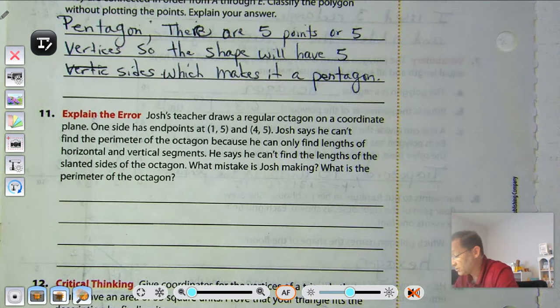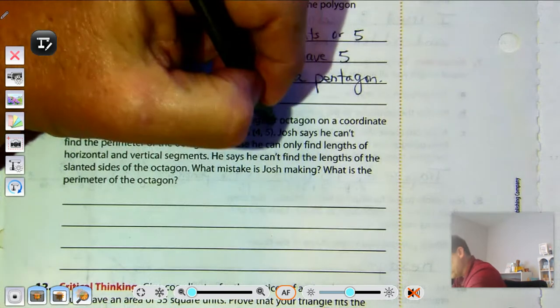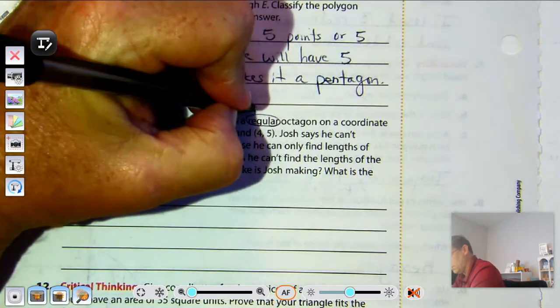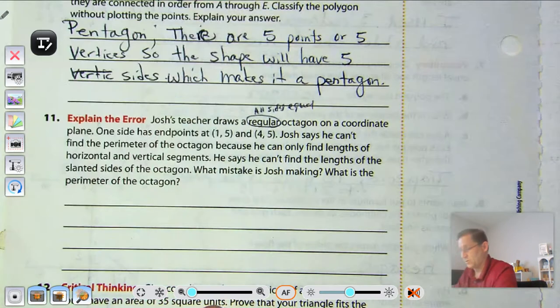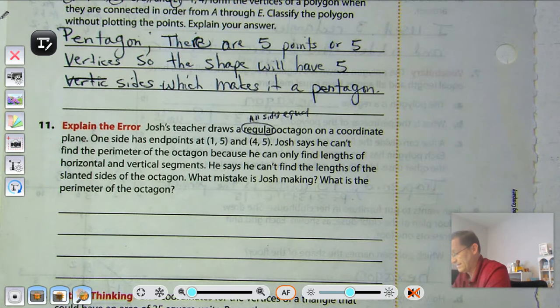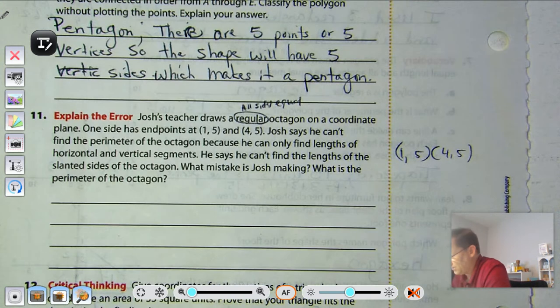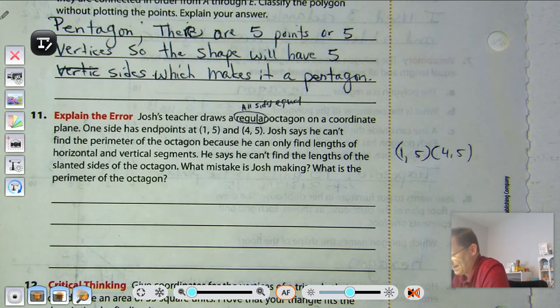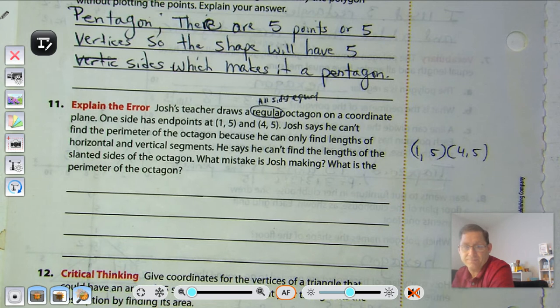11. Josh's teacher draws a regular octagon. Regular octagon. All sides equal, right? On a coordinate plane. One side has endpoints (1, 5), (4, 5). Josh says he can't find the perimeter of the octagon because he only finds lengths of horizontal and vertical line segments. He says he can't find the lengths of the slanted sides of the octagon.